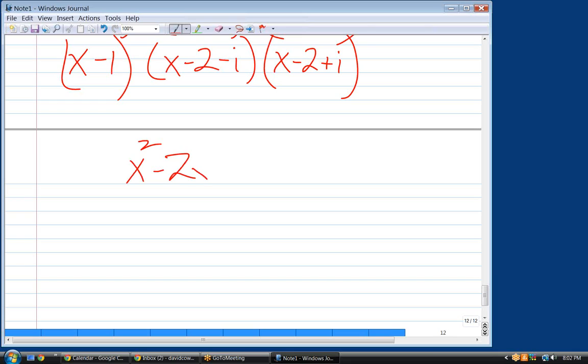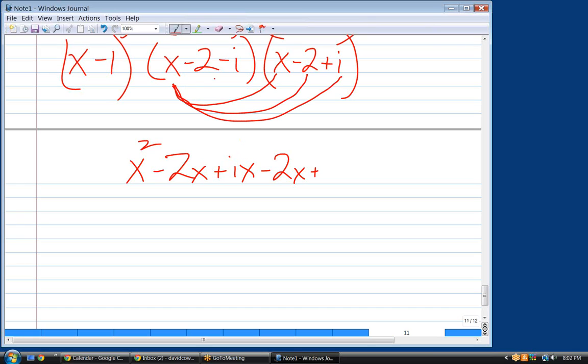minus 2x plus ix, and then negative 2x minus ix. Hold on. Let's follow a pattern that we can stick with. Your pattern was that times that, that times that, that times that. The next thing you're going to do is that times that, that times that, that times that. Don't jump all over or you'll forget one.